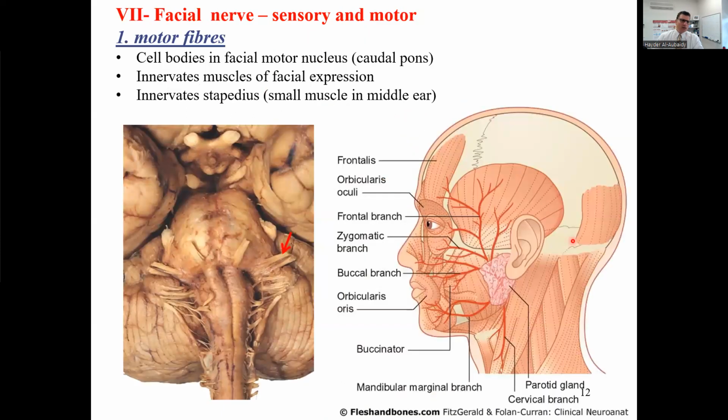Do you have any question related to trigeminal before we move into the facial? Thumbs up. Continue.